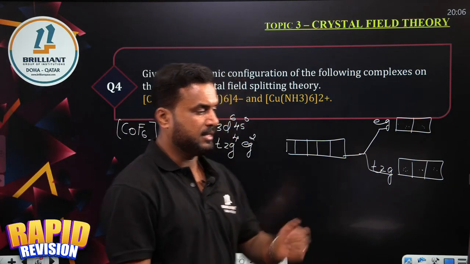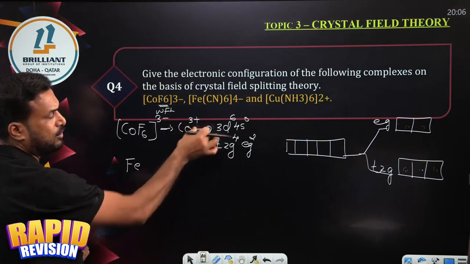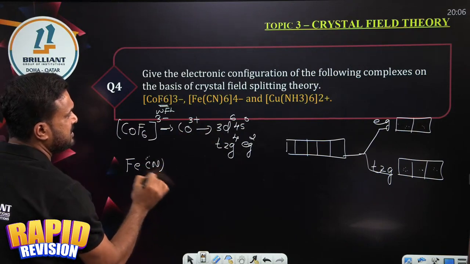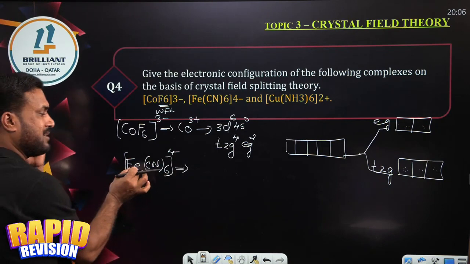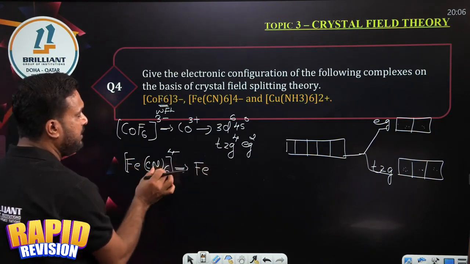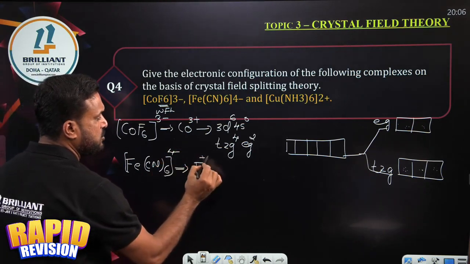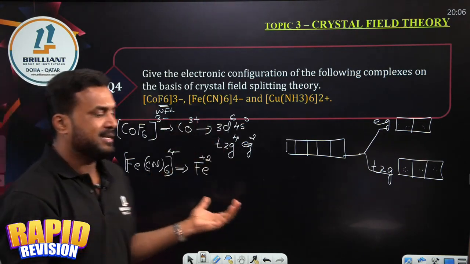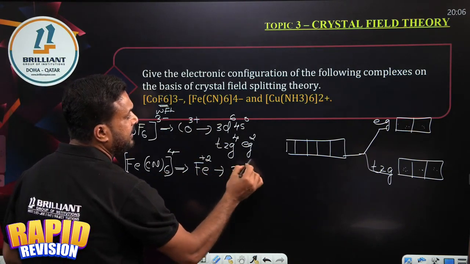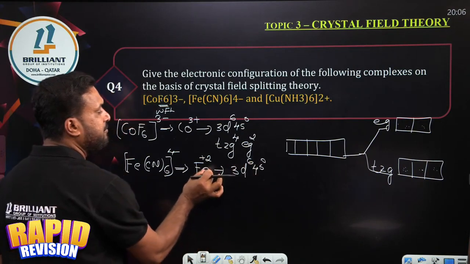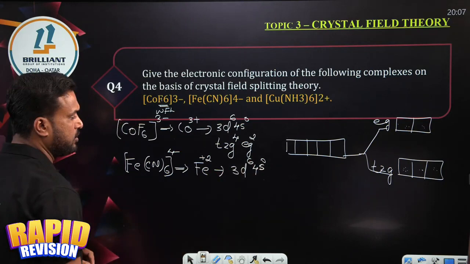Yes, Hiba, correct. Now we will take the second one. I think you got the idea now, right? [Fe(CN)6]4-. Here I will write the oxidation state of the central metal atom, that is Fe. CN is -1 times 6, -6, which comes to the right-hand side as +6, and with -4 that is +2. We can write it directly. So Fe2+ means what is the electronic configuration? We will get 3d6 4s0, because normally Fe is 3d6 4s2, and only 2 electrons are lost.